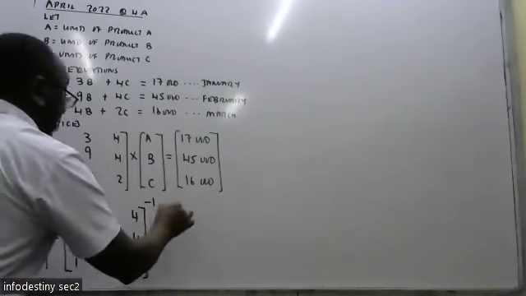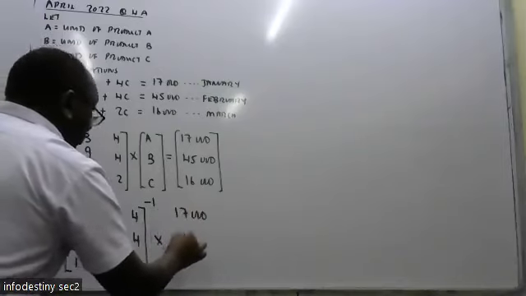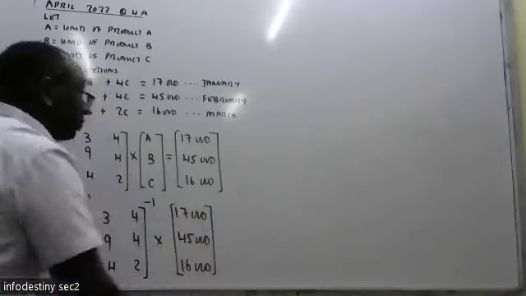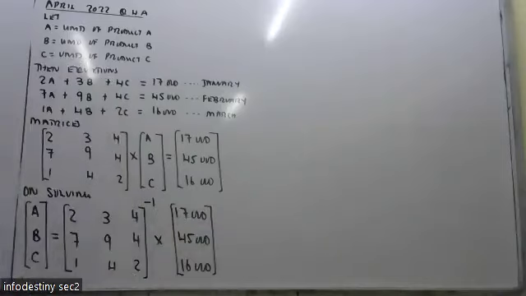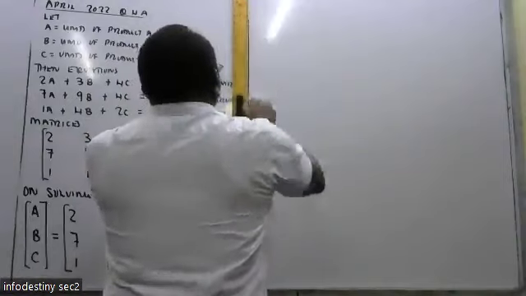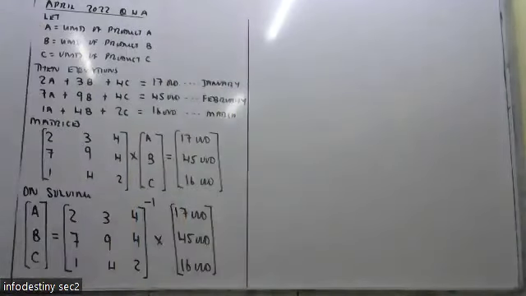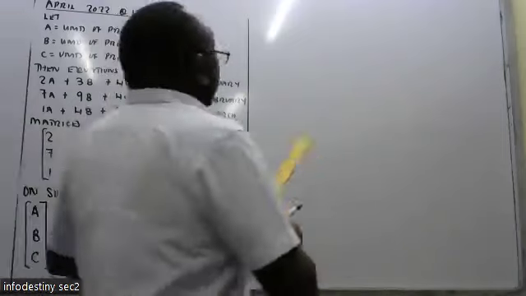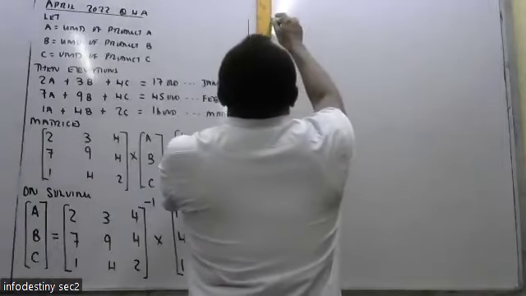To come and multiply 17,000, 45,000, and 16,000. Si tuko sawa? Haya, sasa tutengeneze minus. Because hii ni inverse, tunatafuta inverse, which is a 3 by 3. So sasa kuja nitengenezee hapa.